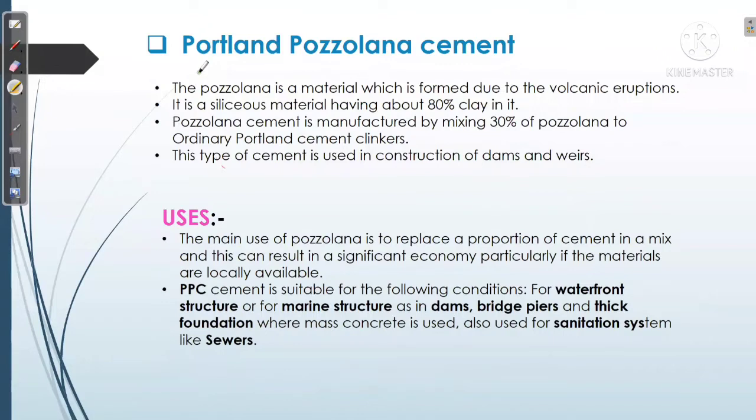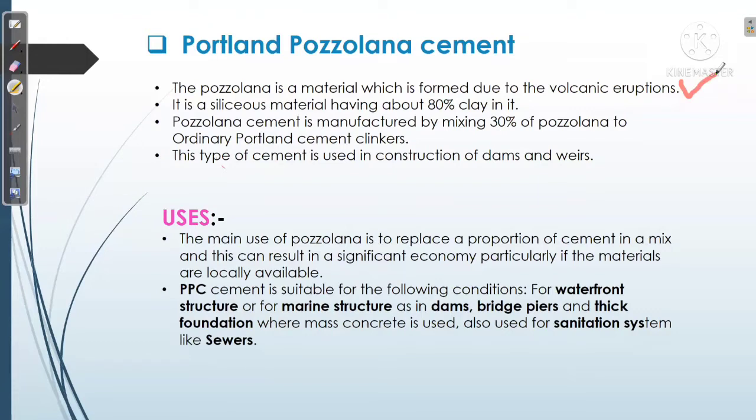Now this will be the third type, pozzolana cement. Okay, so pozzolana cement is nothing but it is formed due to volcanic eruption. This kind of pozzolana is a material. Pozzolana cement is named based upon the kind of material used for forming it. So pozzolana is a basic material which we obtain from the process of volcanic eruption. Whenever there is a volcanic eruption, the kind of material which is erupted from the earth, that we are going to use as pozzolana.